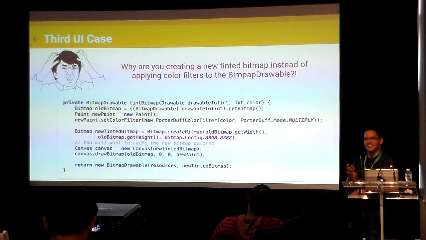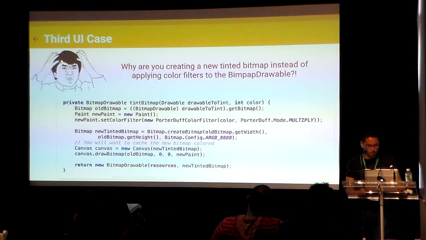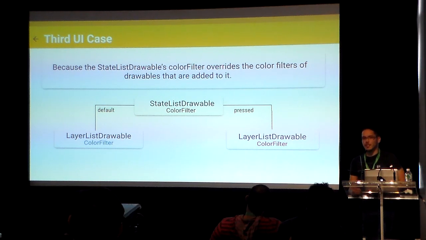So this is the question that she asked, and that was the question I was asking. Why are you creating a new tinted bitmap instead of applying color filters to the bitmap drawable? And that's a very good question. And I wanted to know too when I did it, why it wasn't working, and then I figured it out. And I'm going to explain to you now. Color filters for drawables are applied to the image that already exists. So basically, when you set a color filter to a drawable, it doesn't create a new drawable with the color filter that you set. That's okay for most of the cases, right?